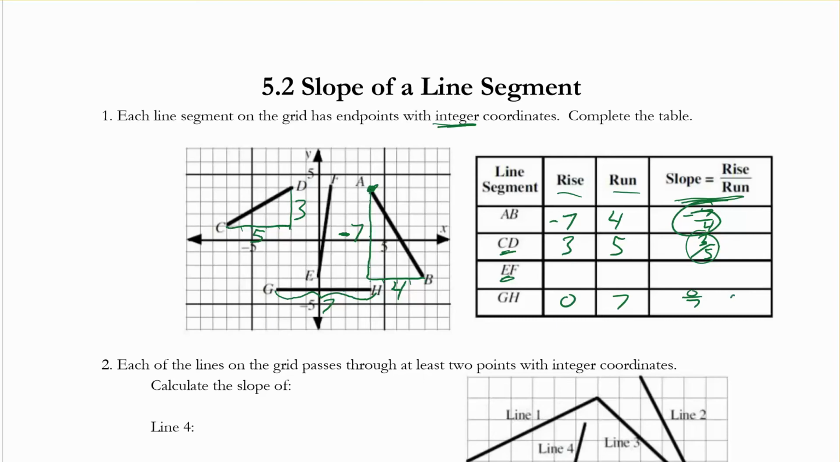So it has a slope of 0, which makes sense, right? This thing doesn't have a slope. It's not sloped at all. It's flat. All right.